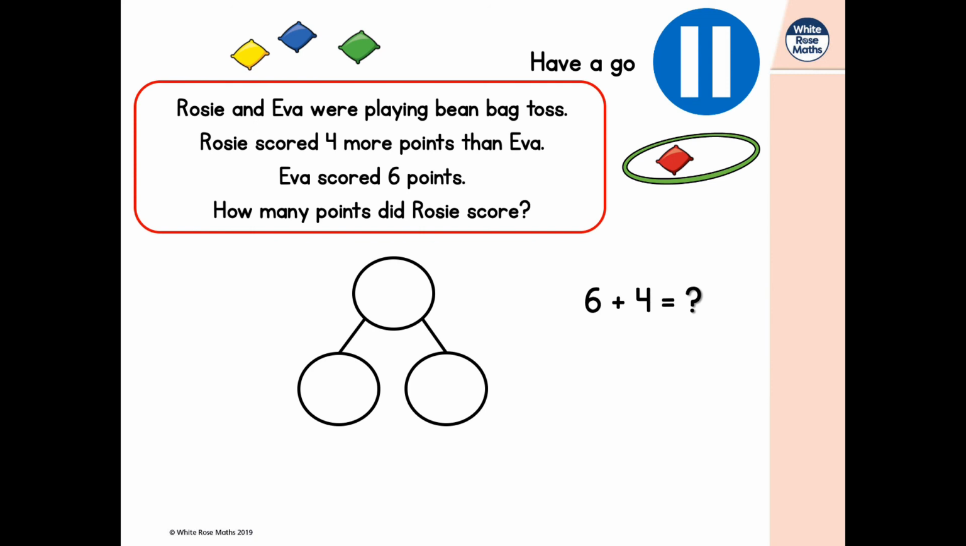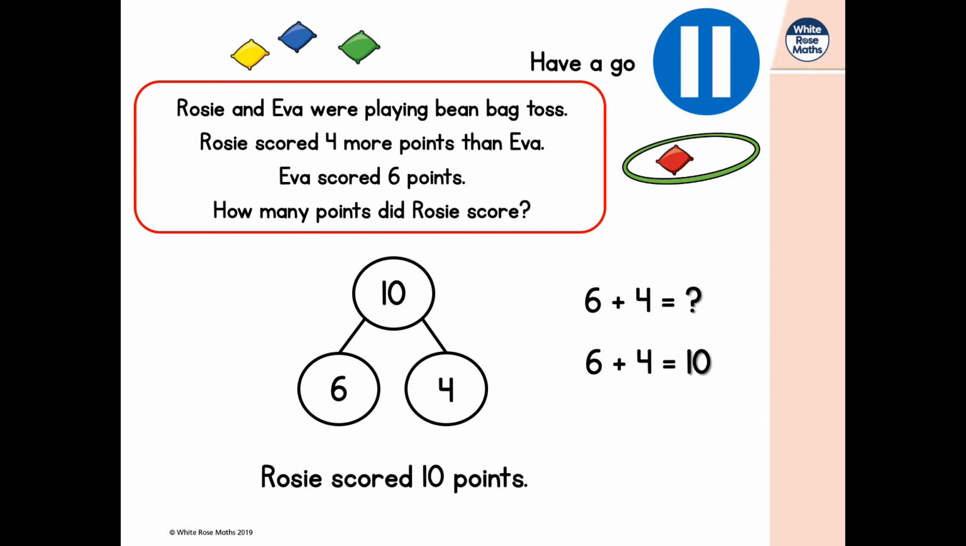Exactly. 6 goes here for how many Eva scored. We know that Rosie scored 4 more points, so that's another part. And if we add the two together, we're going to find out how many points Rosie scored. Do you know how many points Rosie scored? Exactly. Rosie scored 10 points. And we know this maybe because we remembered one of our number bonds to 10. 6 plus 4 equals 10. Excellent job.